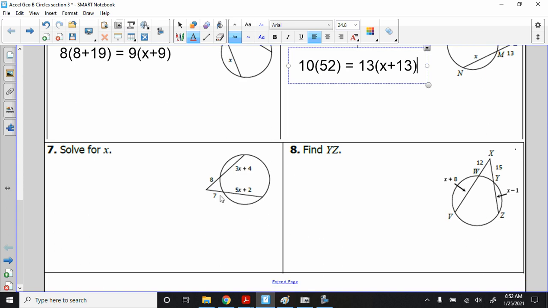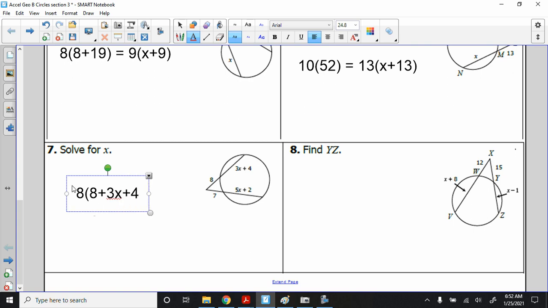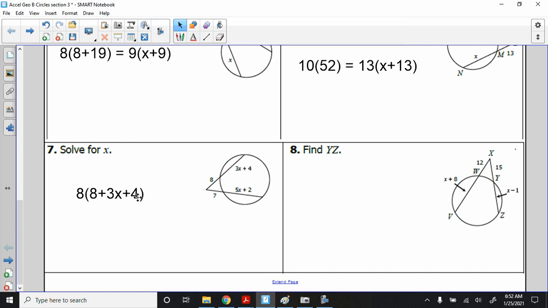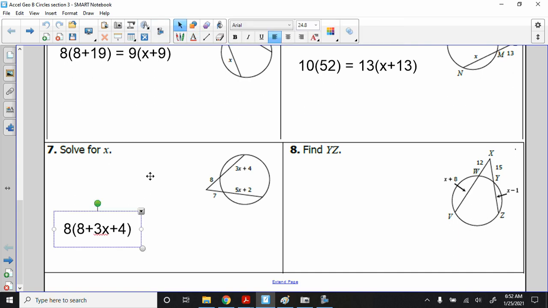Here's your third type 2. You would say 8, open parentheses, 8 plus 3x plus 4. That would be your first set. This is going to be a lengthy equation. Equals 7 inside parentheses, 7 plus the 5x plus 2.